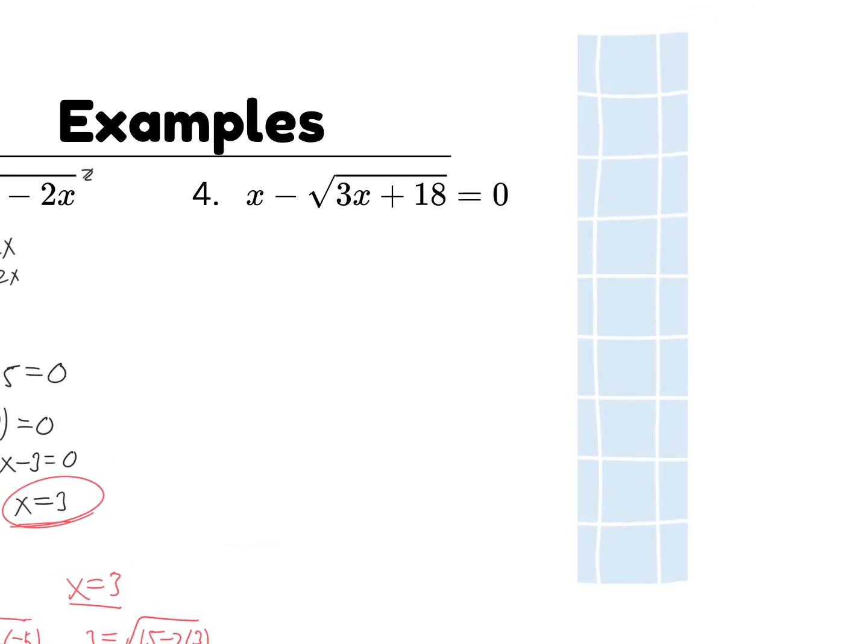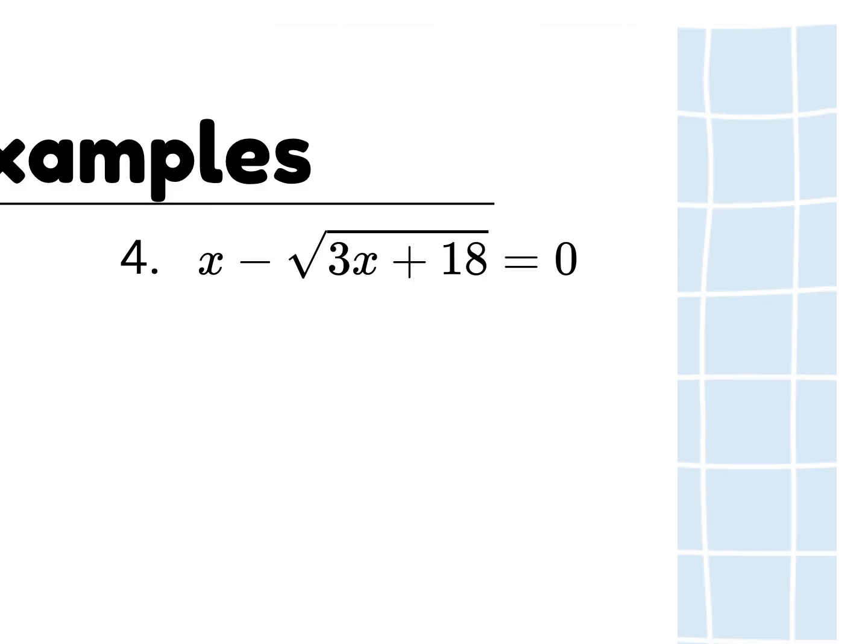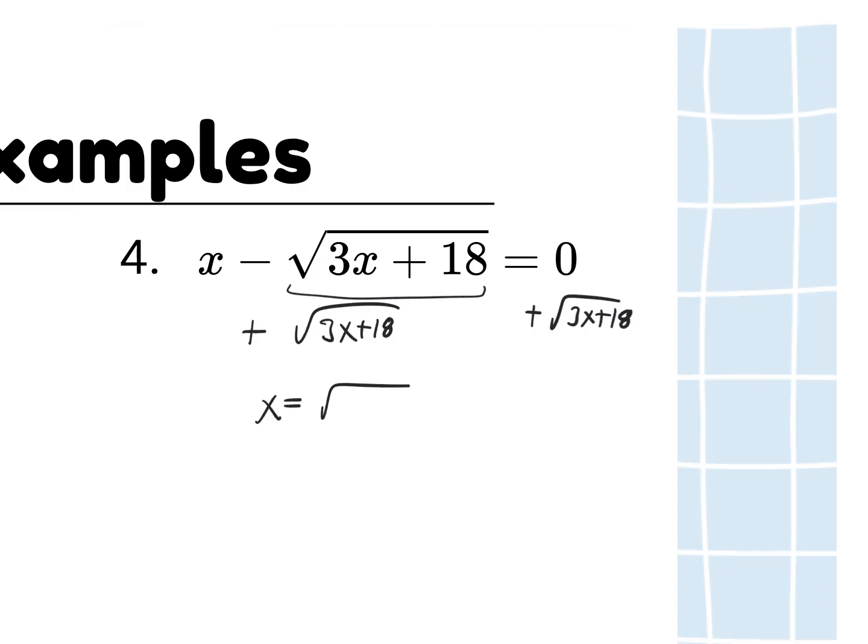Now I can do the exact same thing with this next one. Again, I want my radical isolated. So you can either subtract the x or you can add this entire radical. And just to keep our signs all positive, we don't really like working with negatives, I'm going to add this radical to the other side. So it's going to be plus the square root of 3x plus 18 on both sides. And then we get x equals the square root of 3x plus 18, and then we see that this is something that we can solve just like we did in the previous problem.